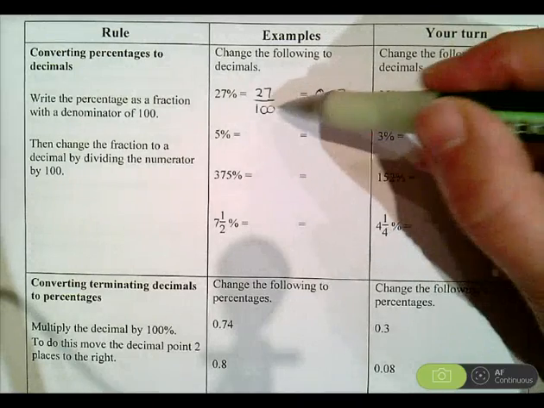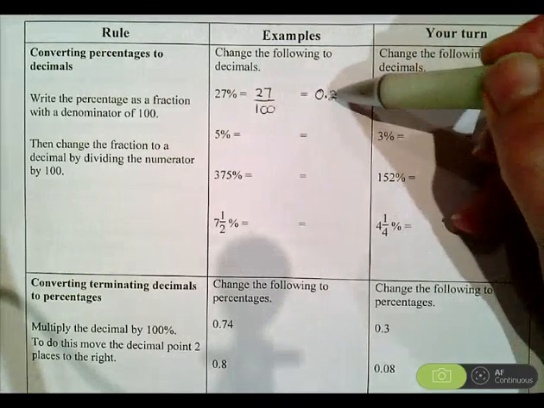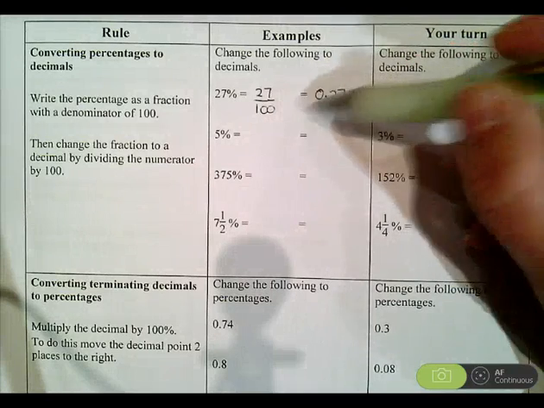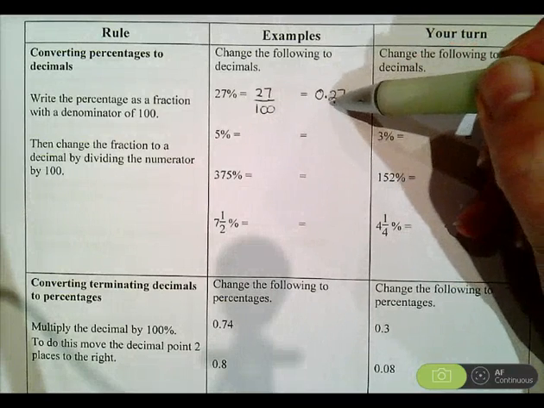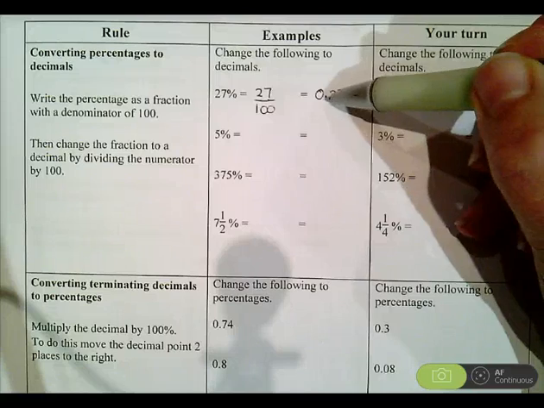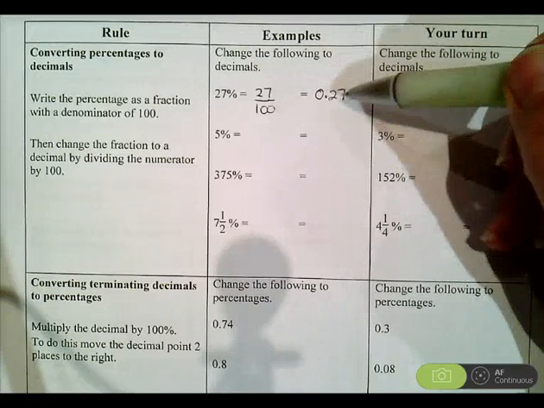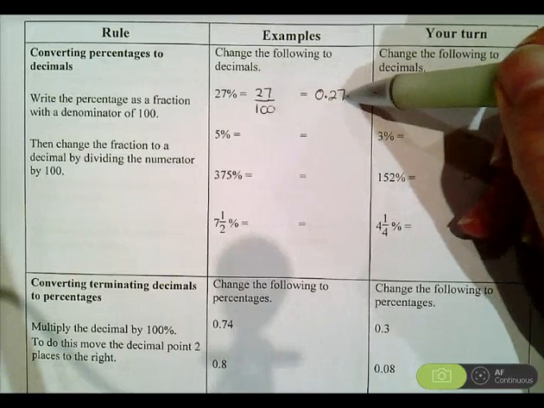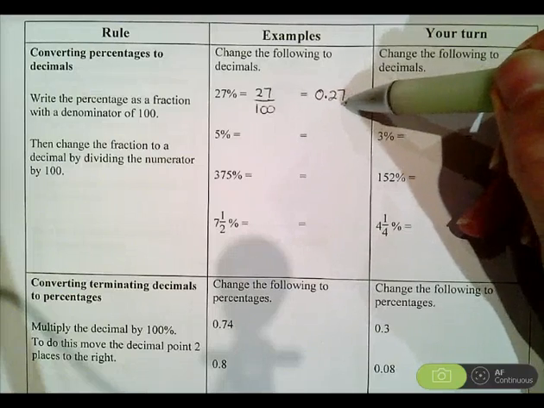The other way you can look at it is that you can say, well, 100 has 2 zeros. So I write my number 27, and I have to have 2 digits after the decimal point, so I would put the point before the 2. And you can also see, well, I've got 27 hundredths because I've got tenths, hundredths.